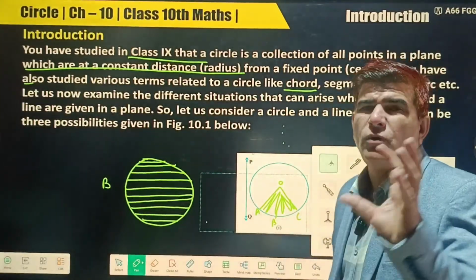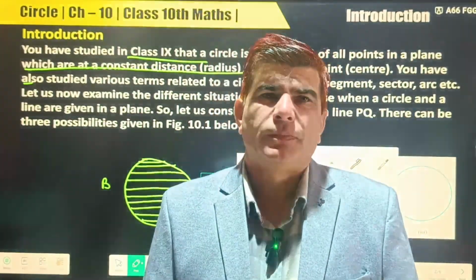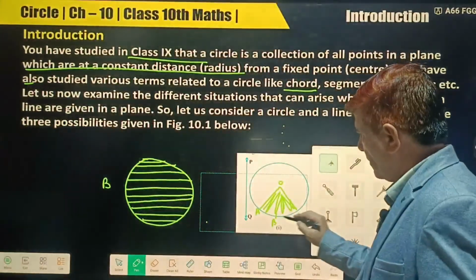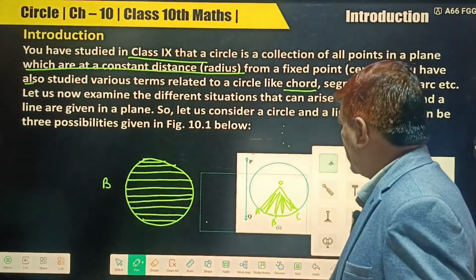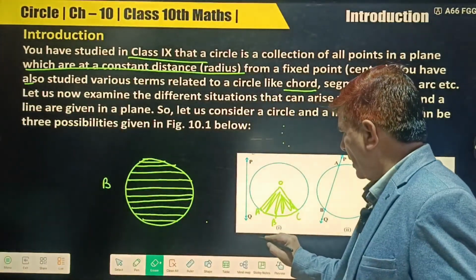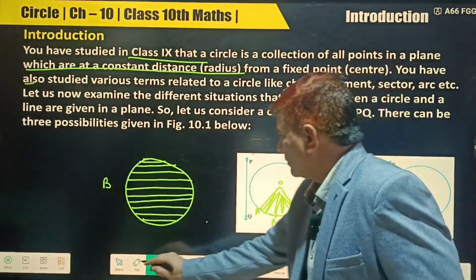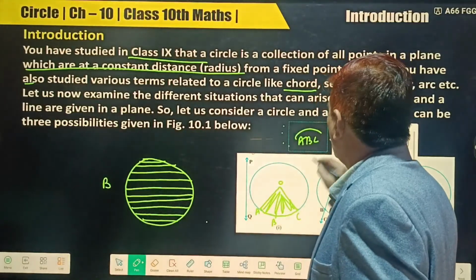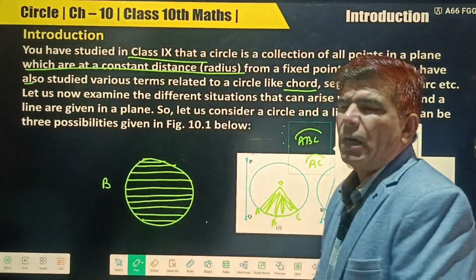If we are taking one part of the circumference, that one is known as the arc of the circle. And completely taking it, that is the circumference of the circle. So till here to here we have taken. So what can we say? This is ABC, or we can write AC. This is known as the arc of the circle.